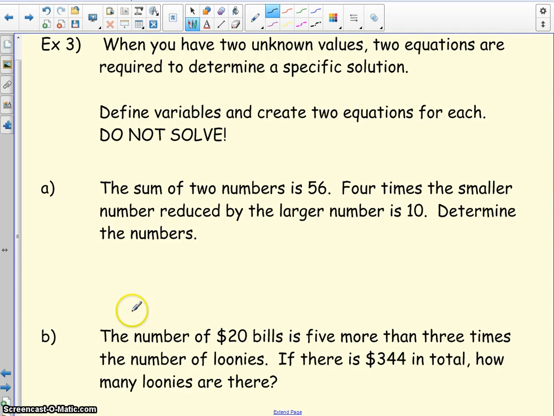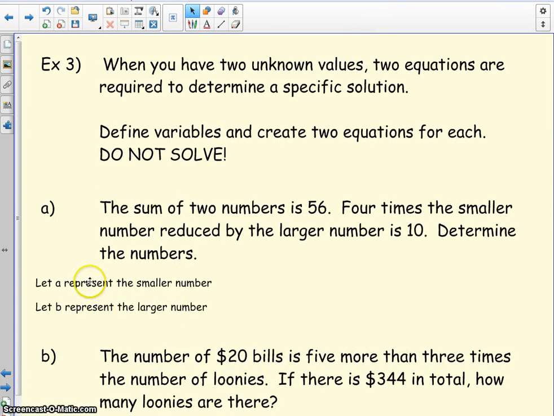Determine the numbers. This can be a very confusing description to read through, so if you need to read through it a couple of times, please do. In the meantime, I'm just going to define my variables. I chose A to represent the smaller number and B to represent the larger number. Now let's try and create some equations out of this.